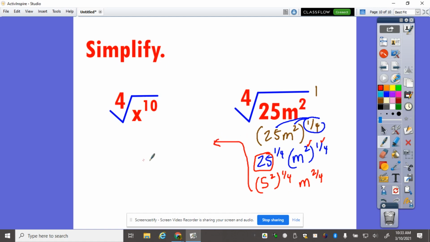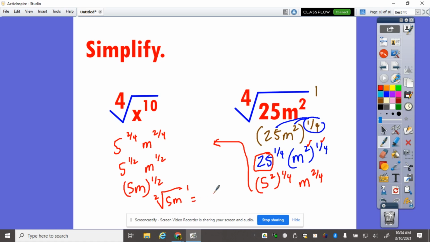Let me write my answer here. What is 2 times 1/4? 2 times 1/4 is 2/4. So now they have the same exponent, 2/4. What's 2/4? 2/4 is 1/2. 5 to the 1/2, m to the 1/2. Since they're both the same, I can factor it out and make it 1/2 here. And put it back to radical form, and the answer now is index 2 here, 5m there to the 1, which can be invisible. So the answer is square root of 5m.